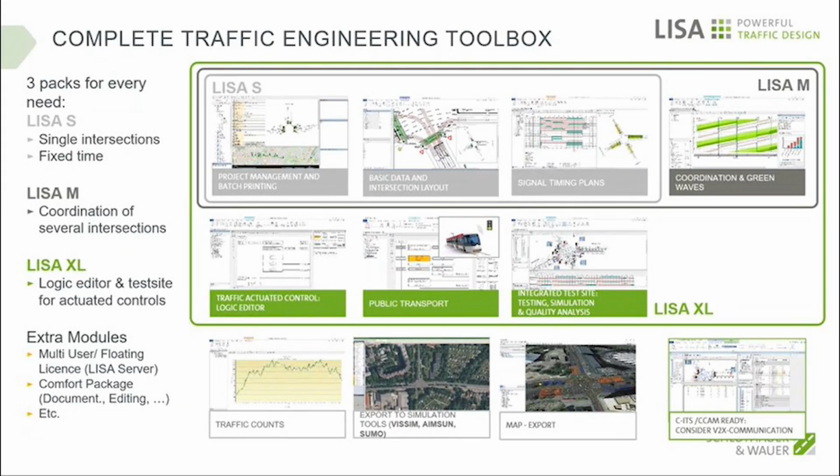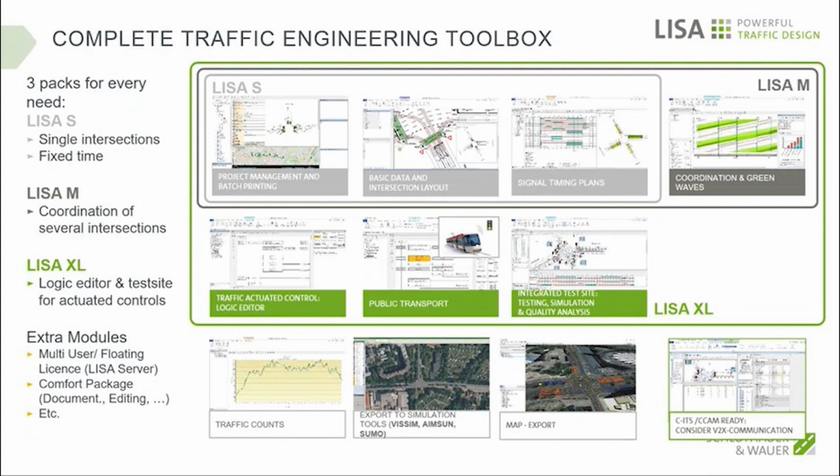Let me just quickly introduce the different packages that we have now. Starting with Lisa S, where you can manage your projects and also do batch printing for reports. Basically, you set up basic data and your intersection layout with it, where you have numerous possibilities to adapt this to your local needs. And you have the signal timing plans here as well.